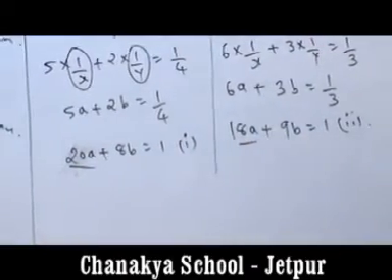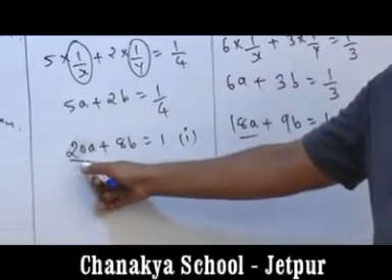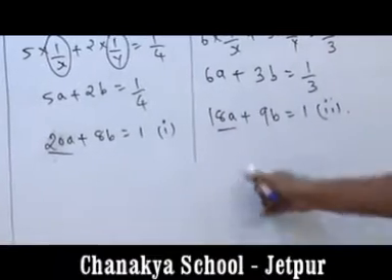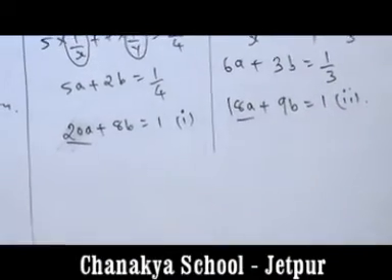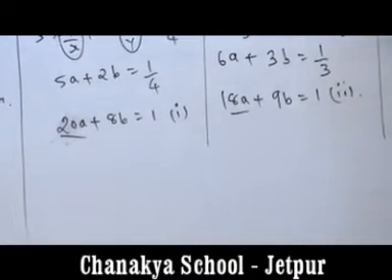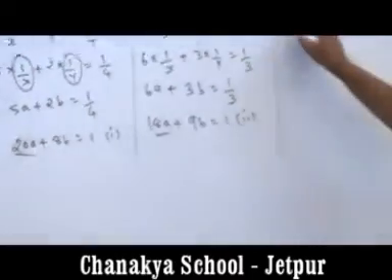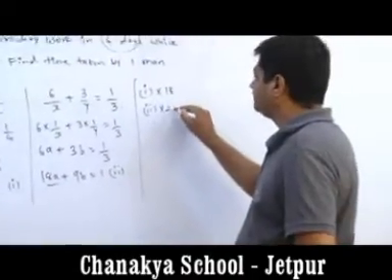Okay, underlining the terms containing a, that is here in first equation 20 is the coefficient of a, in second equation 18 is the coefficient of a. Okay, multiplying equation 1 with 18 and equation 2 with 20.